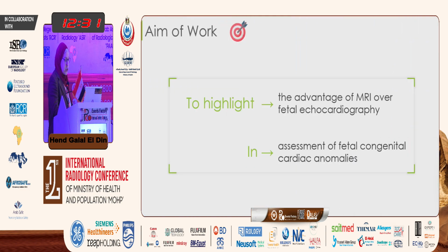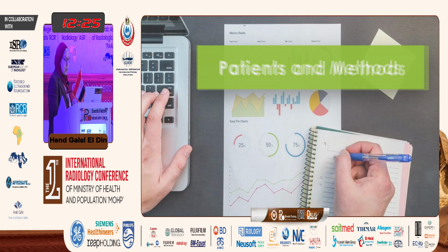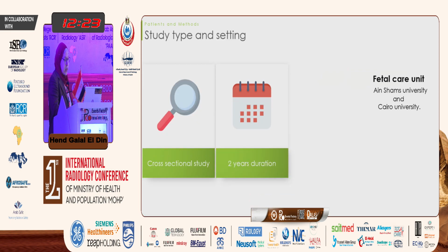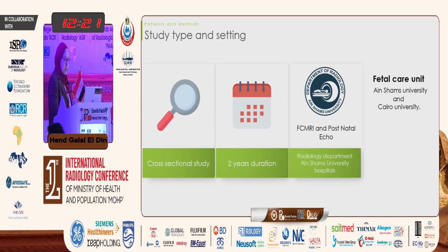Our aim of work is to highlight the advantage of MRI over fetal echocardiography in the assessment of fetal congenital heart disease. Our study was a cross-sectional study over 2 years. We did fetal cardiac MRI and fetal echo, and compared them with postnatal echocardiography. It was done in the radiology department at Ain Shams University, with cases partly sourced from the fetal care units at Ain Shams University and Cairo University.